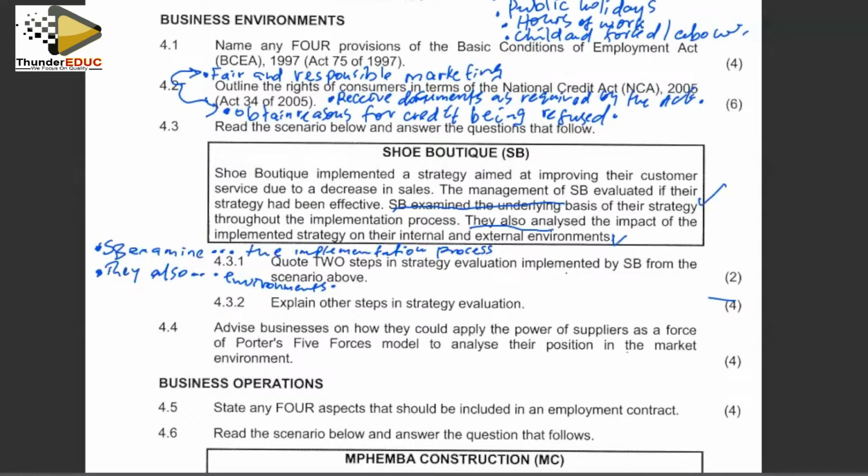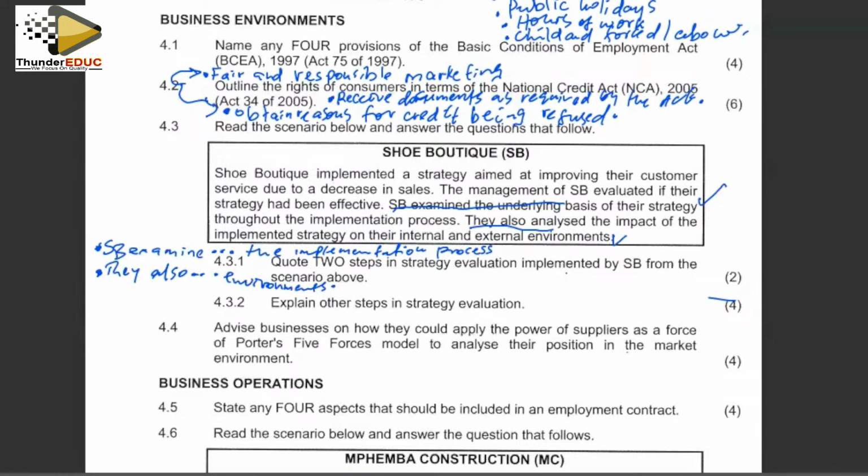Okay, right. Remember, you write the sentences in full. You don't write abbreviations. Remember, one of the instructions always specifies that you should always write full sentences. Don't omit anything or don't add anything. Okay, right. So now 4.3.2 reads as follows. Explain other steps in strategy evaluation. Decide on the desired outcome and also set specific dates for control and follow-ups.